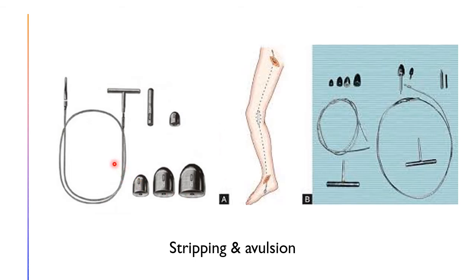Then at the tip where its head is attached, and once it's in place, you can slowly apply some traction and pull the dilator until it brings along with it the long saphenous vein. Okay, this is known as the stripping of the saphenous vein.